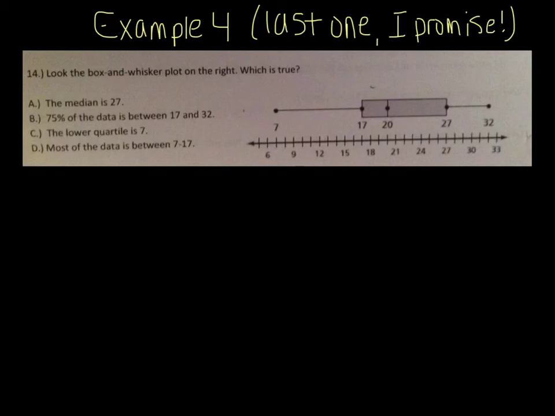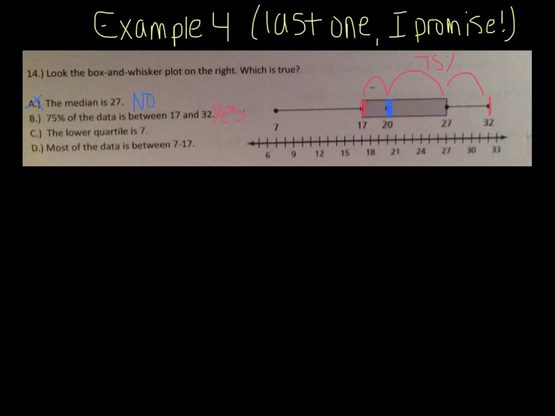It says the median is 27. Well, I look here at the middle of my box and I see, nope, my median is 20. So, A, not true. For B, 75% of the data is between 17 and 32. Well, here's 17. Here's 32. And again, if I like to count quartiles, I see 25, 50, 75%. Looks like we may have found our answer here.